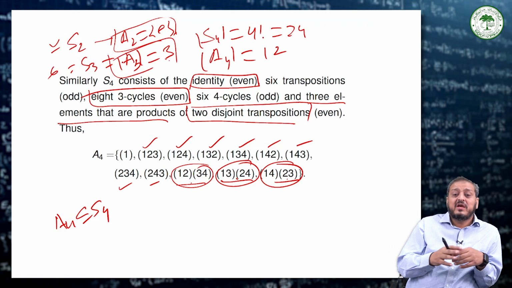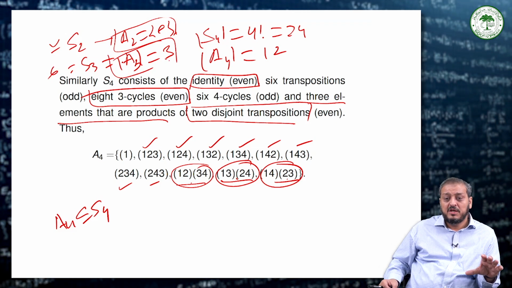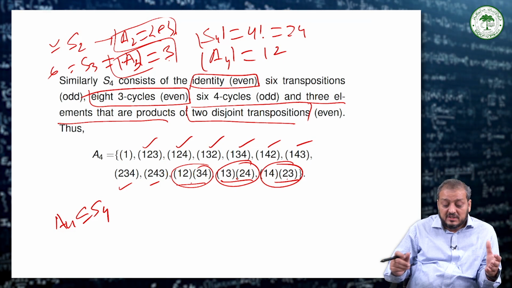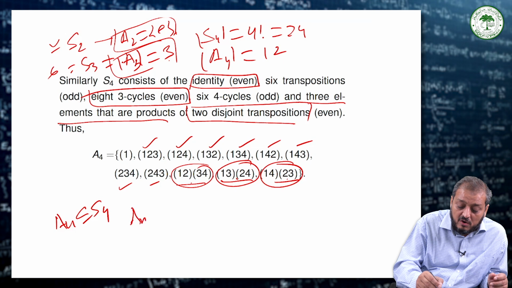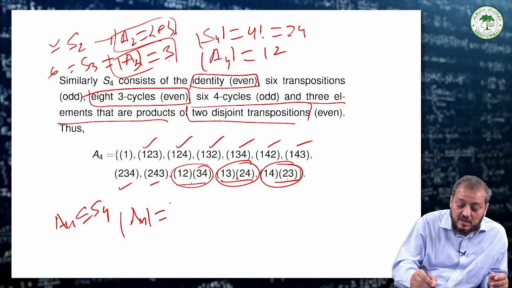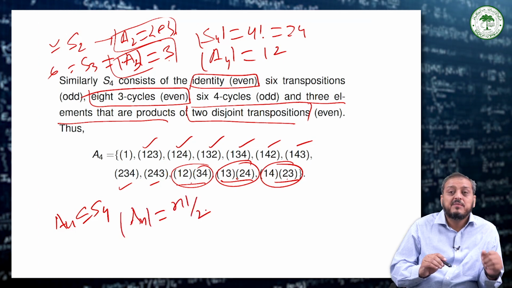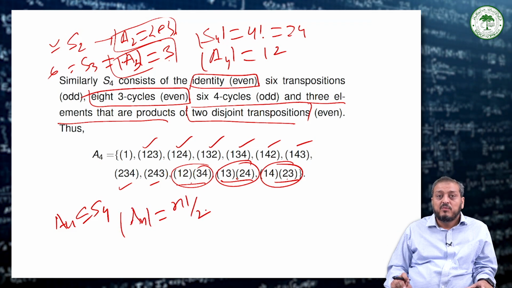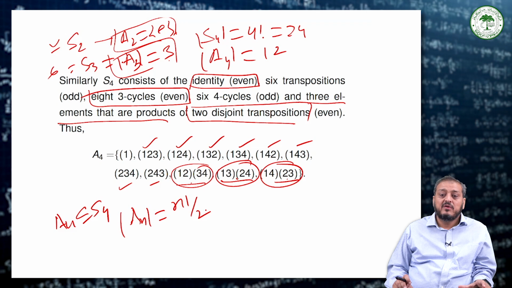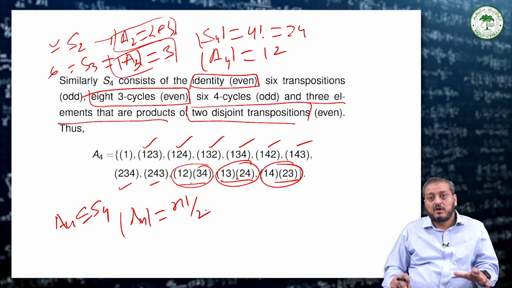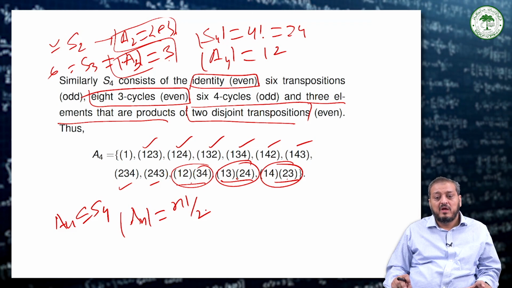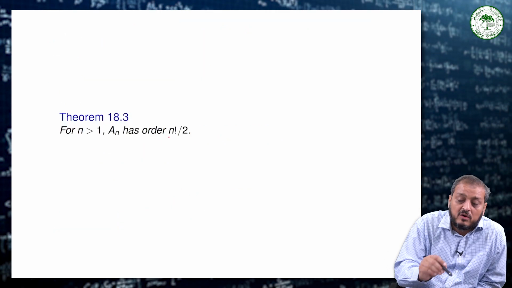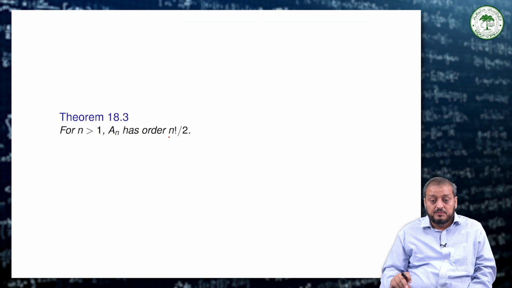So, generally we can say that the order of A3 is equal to 3, the order of A4 is equal to 12, and in general we can say that the order of An is n factorial by 2. Now we are going to prove this result: the order of the alternating group is n factorial by 2, for n greater than 1.